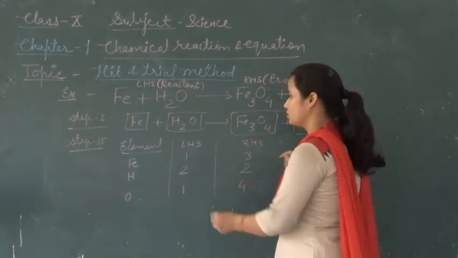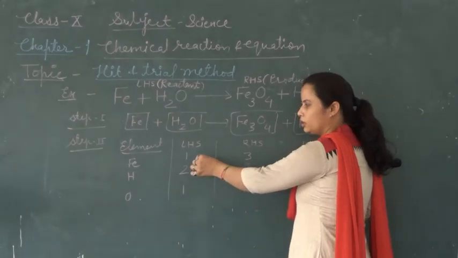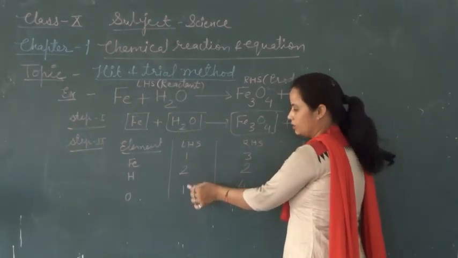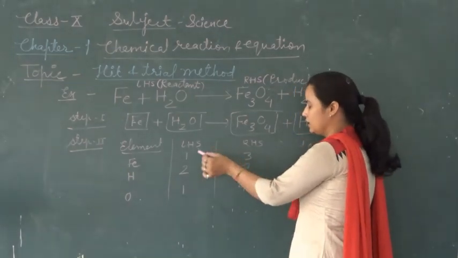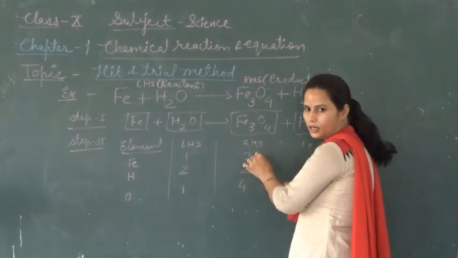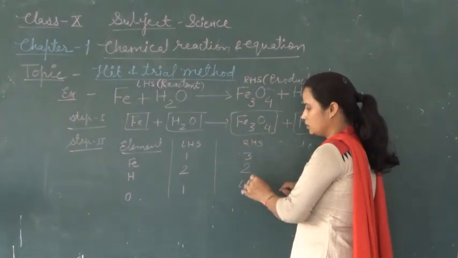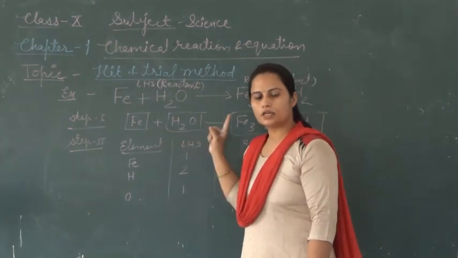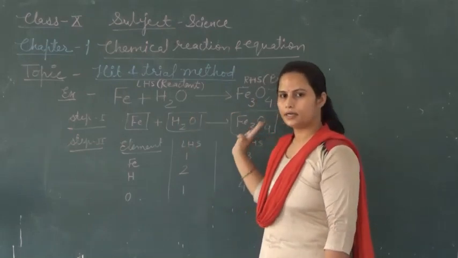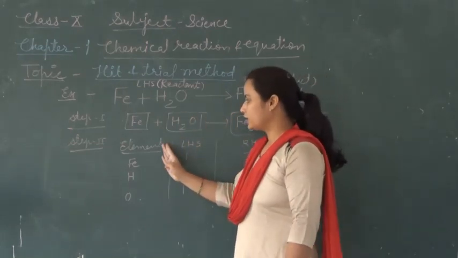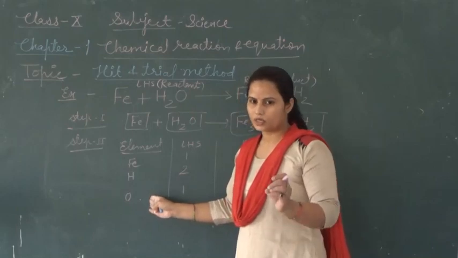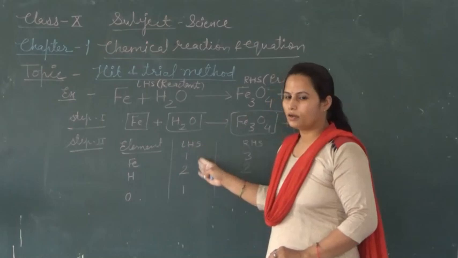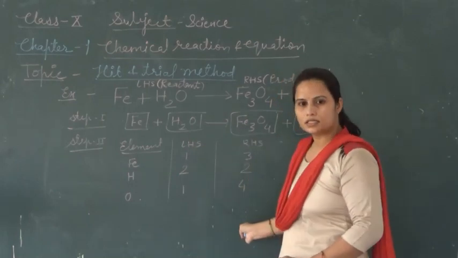It is imbalanced because at the left hand side the number of iron atoms is 1, hydrogen is 2 and oxygen is 1. At the right hand side the iron atoms are 3, hydrogen 2 and oxygen is 4. First step, make boxes around each formula at the left hand side and right hand side. The second step is to identify the elements that are present in the chemical reaction and the number of atoms at the left hand side and the right hand side.